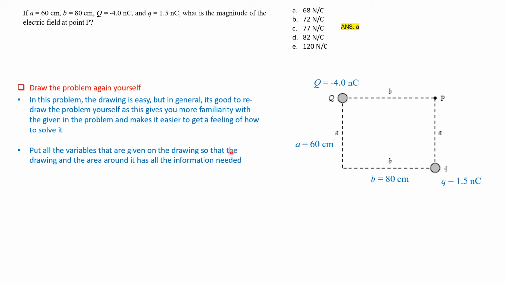And put all the variables you got in the problem, in the given, on the drawing. For instance, here you have Q is -4 nanocoulombs. You take it from here, you put it there. Every piece of information you see in the problem, put it on the drawing. This is basically a very important first step.